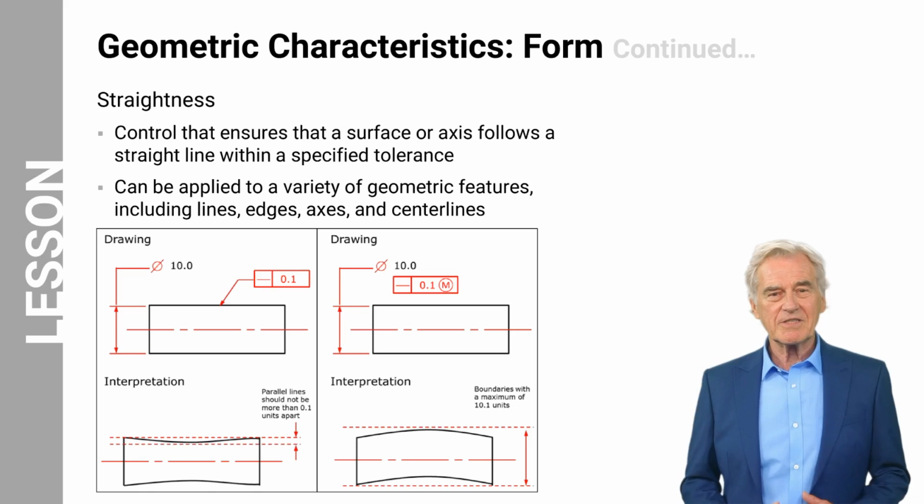The figure shows the drawing of a cylinder where the straightness geometric tolerance is applied to the surface and an axis, and a corresponding interpretation. When applied to the surface of this cylinder, the tolerance zone consists of 2 parallel lines. This zone must be less than the specified size tolerance. When applied to the axis of this cylinder, the tolerance zone is a cylinder. This zone may be greater than the size limits.